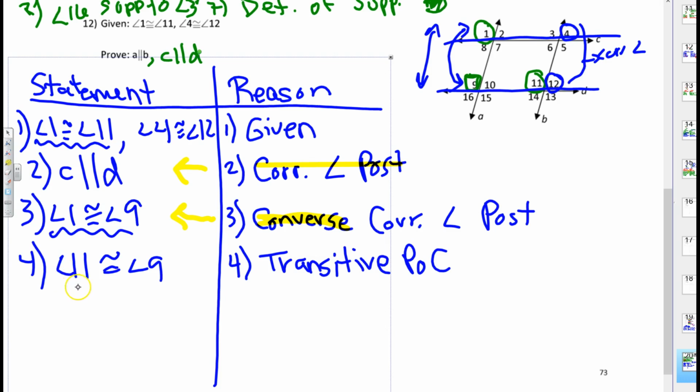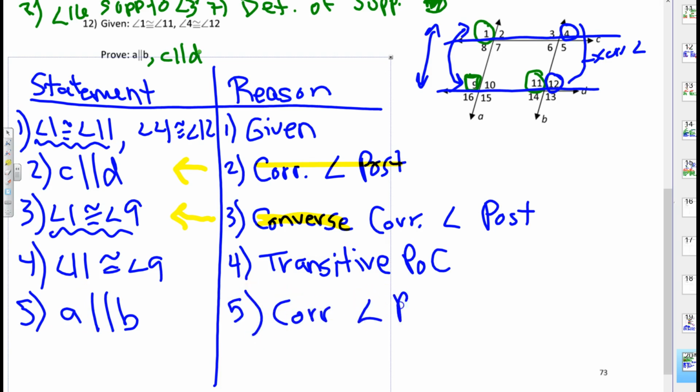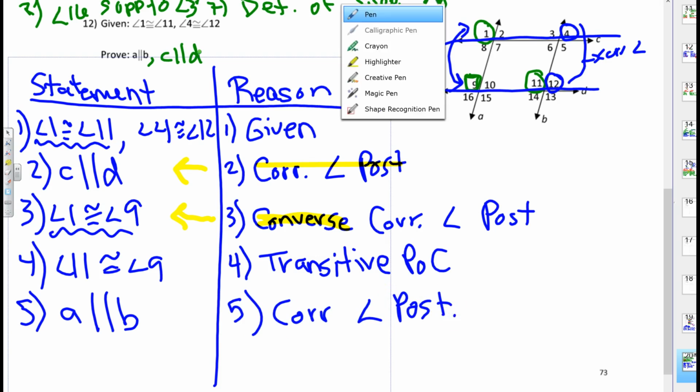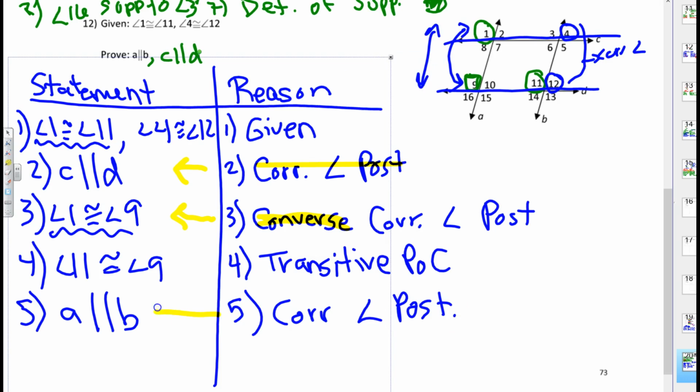Well, now that I've proven angle 11 is congruent to angle 9, those are corresponding angles that I've now proven to be congruent. Now I can say that A is parallel to B by the corresponding angles postulate. Okay, and again, it's the regular version, not the converse, because we are talking about parallel lines. That's why I'm able to use the regular as opposed to congruent or supplementary angles. So that's the end of our proof. We can put a little box and color it in.